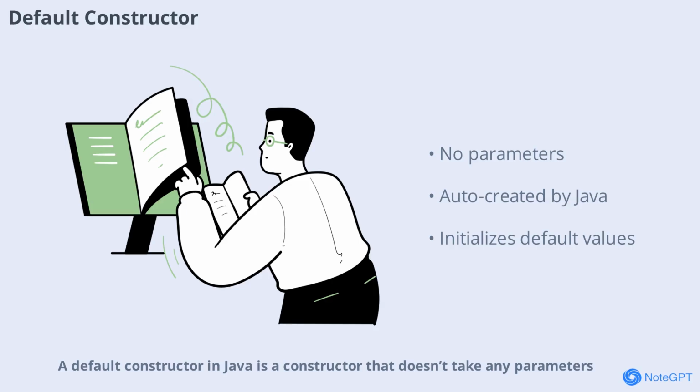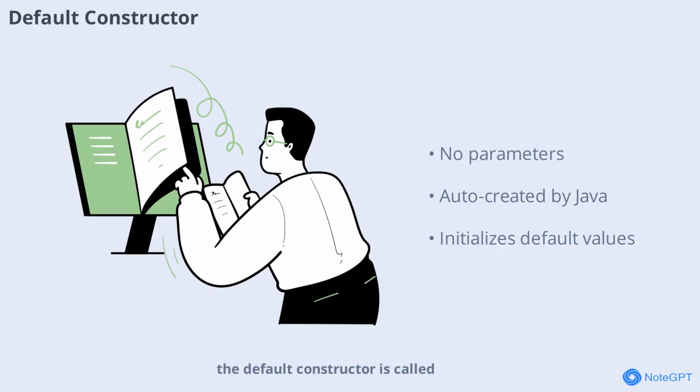Default constructor in Java is a constructor that doesn't take any parameters. If you don't define any constructor in your class, Java automatically provides a default one. This constructor is useful for creating objects with default values. For example, when you create a new object of a class without passing any arguments, the default constructor is called, initializing the object with standard settings.